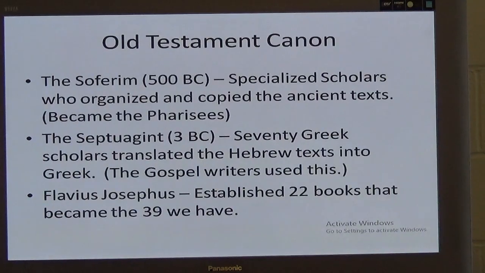Then the Septuagint. I don't speak Greek. 70 Greek scholars translated the Hebrew text into Greek, and that's the Old Testament Bible that we recognize. The Gospel writers, when they recorded from the Old Testament, that is the one they were quoting from. So that's what the canon is. Somebody gets together and decides, these books are for real.